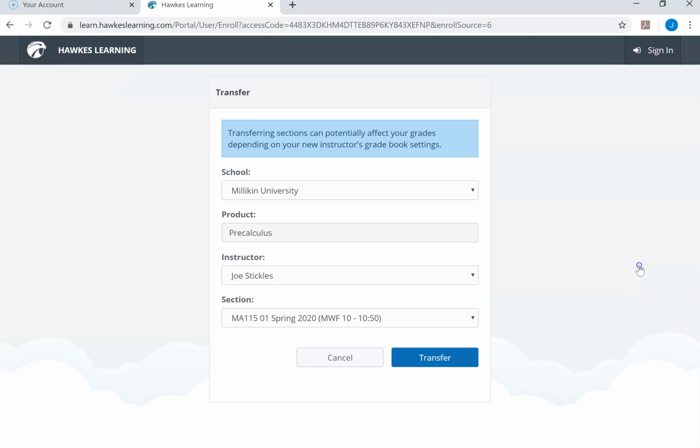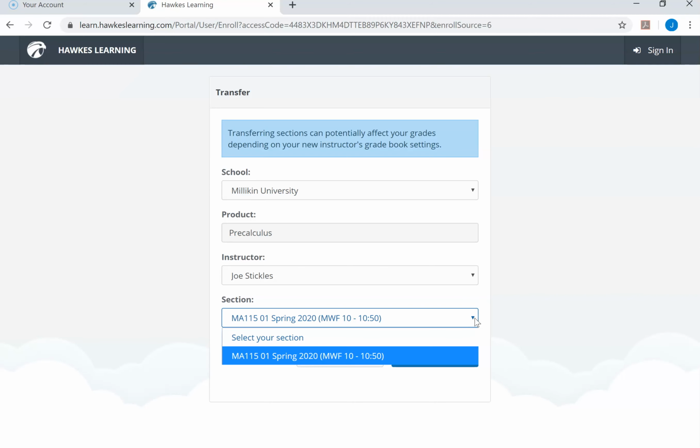And then, again, you should be able to go through this. What school, what's the product, who's the instructor? The product, you shouldn't be able to change because it should just say pre-calculus, since you're just trying to transfer yourself. Who's the instructor? Just find me. And then, as I said, it should only be the one section that's under me. This should be the only thing that's visible for you.